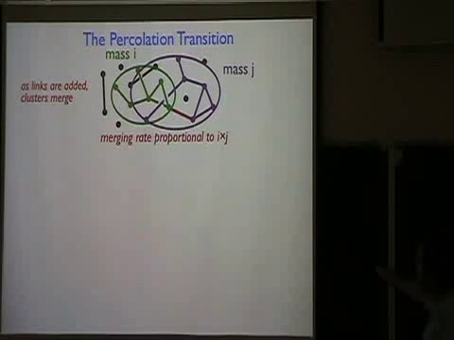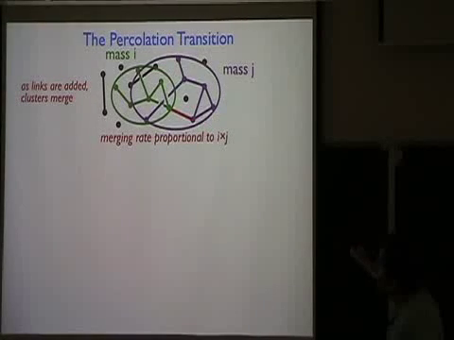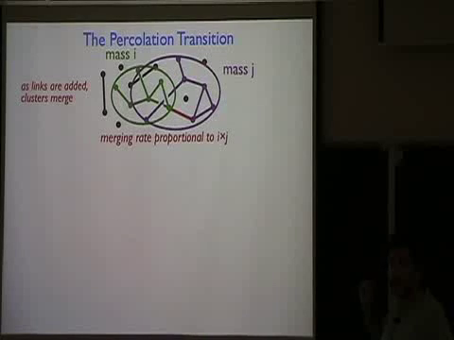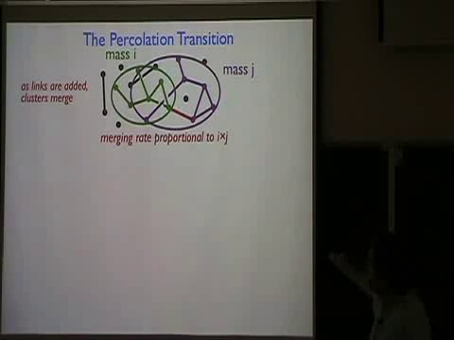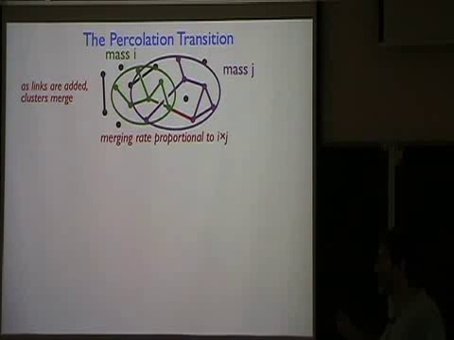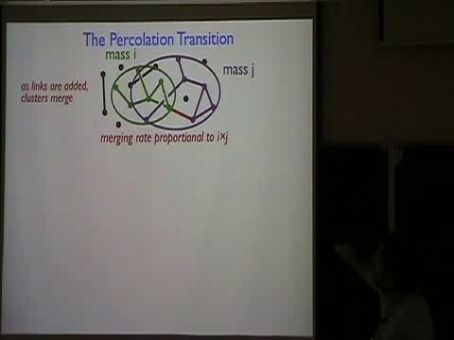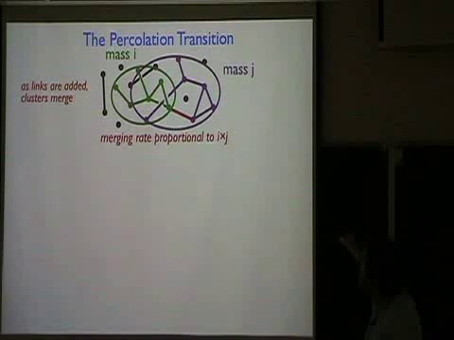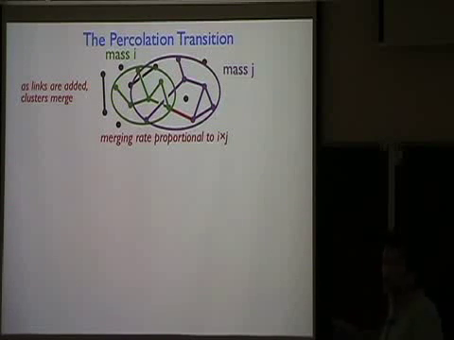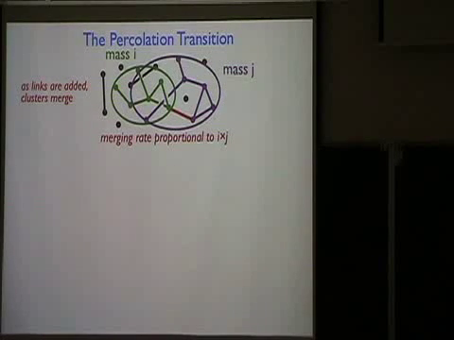And if a bond was added here, then these two clusters will merge. And what is the rate at which that will occur? Clearly, since any bond can link, it can start at any site of the network and go to any other site of the network, the probability of having one end of the bond on this cluster is proportional to i. The probability that the other end of the bond touches the other cluster is proportional to j. And so the merging rate is exactly equal to ij. And that's exactly what I was talking about in my first lecture, product kernel aggregation.